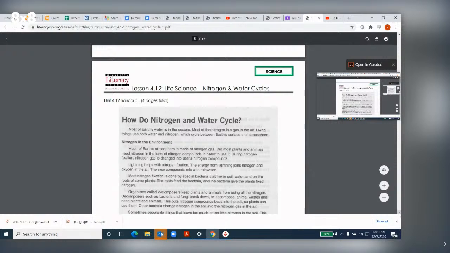Most of the Earth's atmosphere is made of nitrogen gas, but most plants and animals need nitrogen in the form of nitrogen compounds in order to use it. During nitrogen fixation, nitrogen gas is changed into useful nitrogen compounds. Lightning helps with nitrogen fixation. The energy from lightning joins nitrogen and oxygen in the air. The new compounds mix with rainwater.